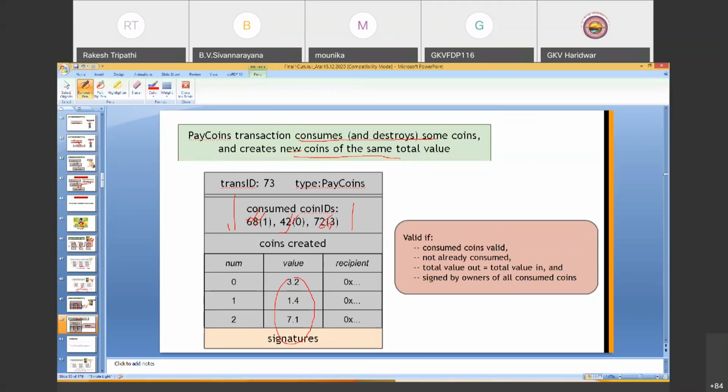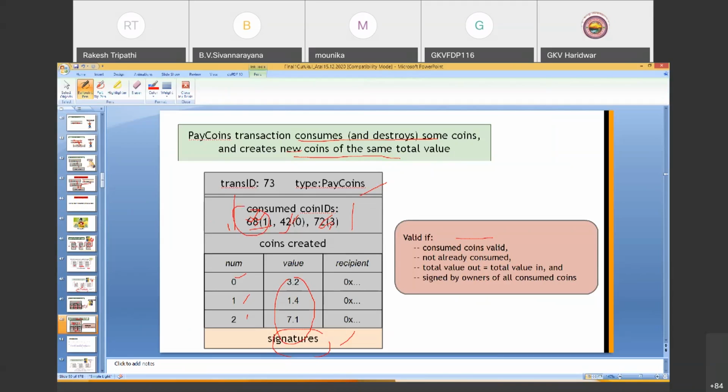New coins are created with numbers 0, 1, 2. If I am consuming coin 68 1 here, its owner has to put a signature that he is okay with the transaction. He is ready for his coin to be consumed in this transaction. So this pay coin transaction in our Scrooge Coin is valid if the consumed coins are valid. Meaning 68 1, I should not consume it two or three times. That should not be a double spend.